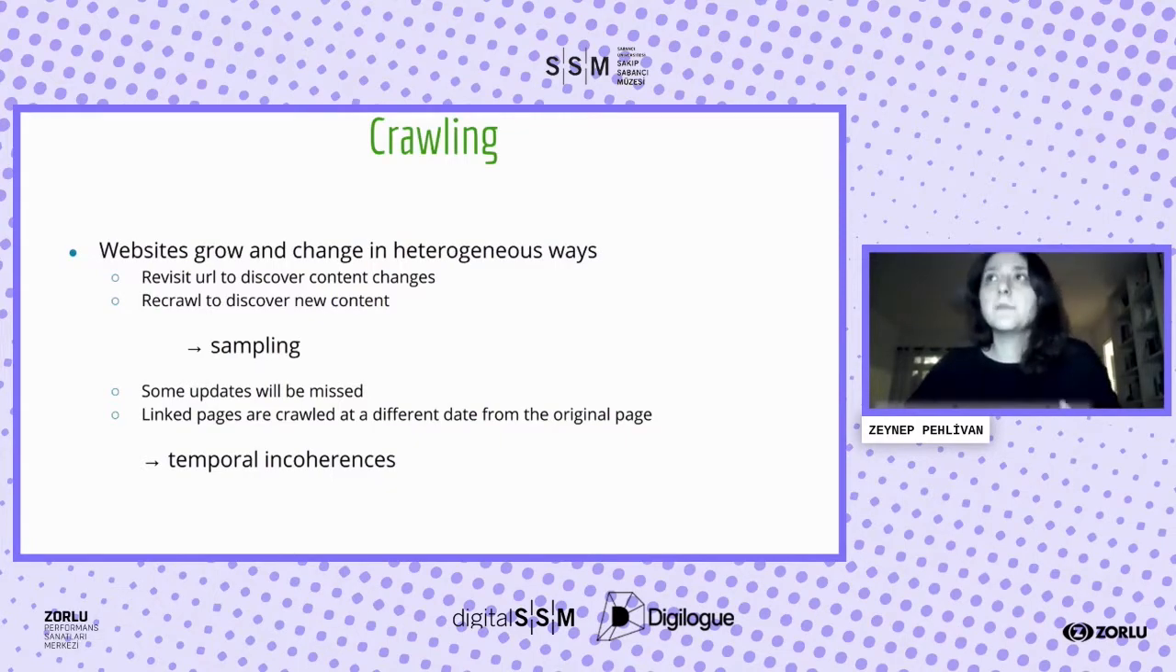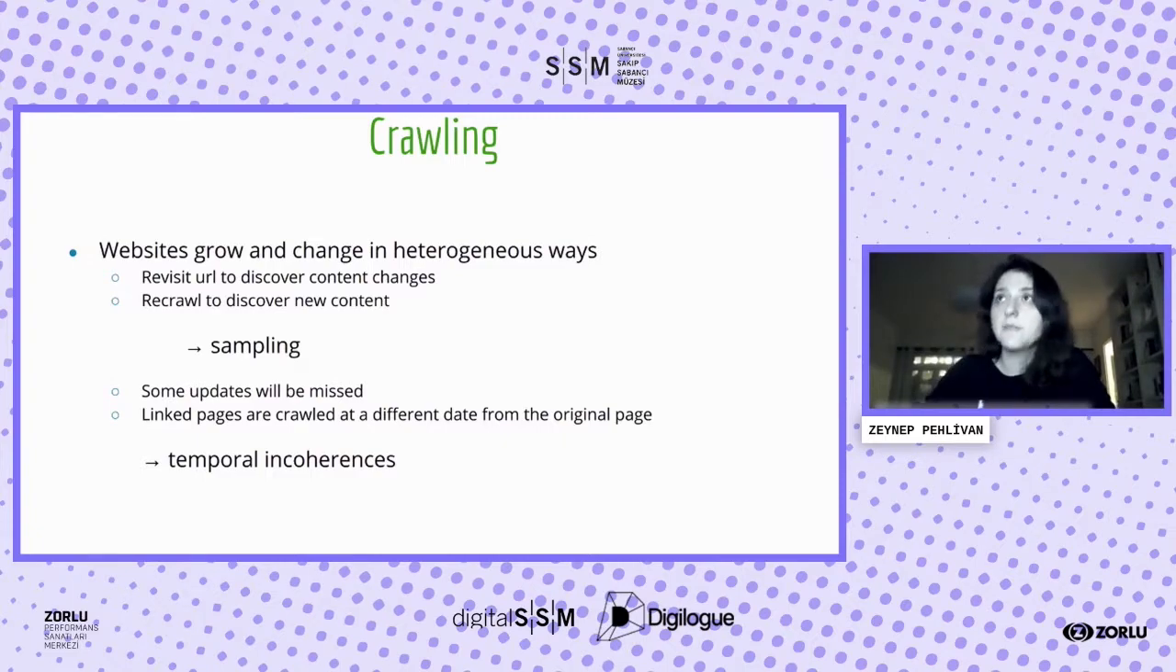But for example, if we archive a web page now, and then we archive it 1 hour later, we have 2 versions, but we have no idea what happened in that hour. Maybe we have 10 versions, maybe we just have 2. We have no idea. So that's why we call it sampling, because we cannot get all the updates, all the versions. And also, linked pages are crawled at a different date and time from the original page.